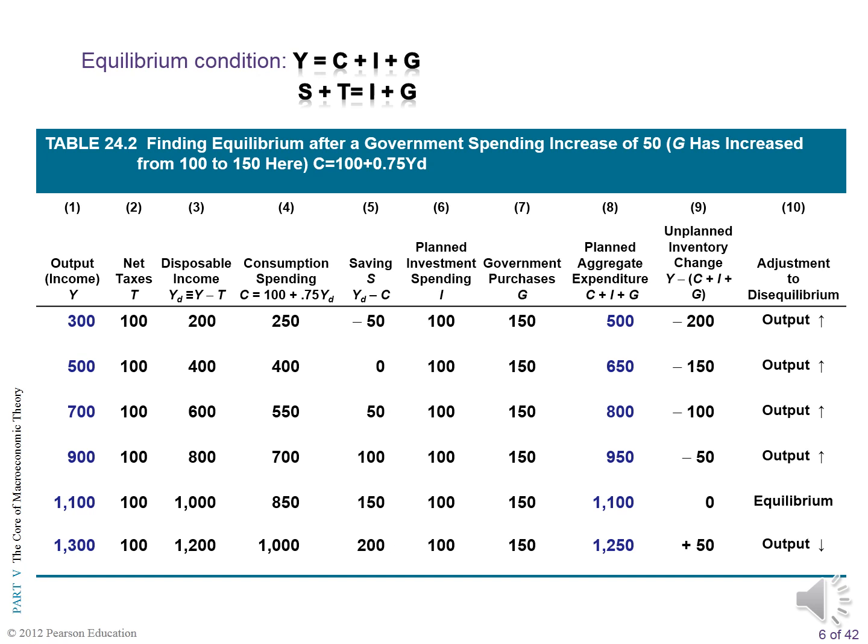Now let's find the equilibrium using a table or schedule after a government spending increase of $50. So G has increased from $100. The data we had was that G equals 100. Now it has increased by $50, so 100 plus $50, G becomes 150. And we have the same consumption function, which is C equals 100 plus 0.75 disposable income, or YD.